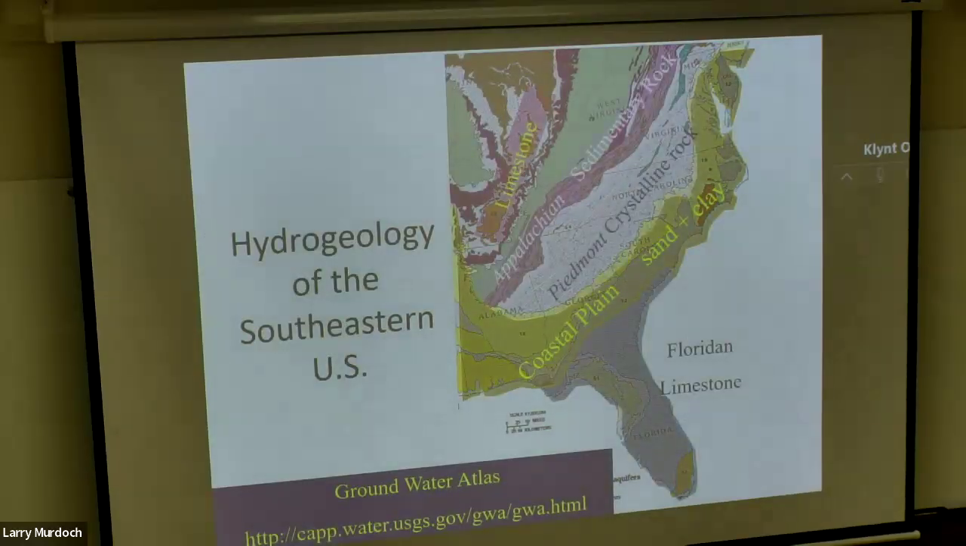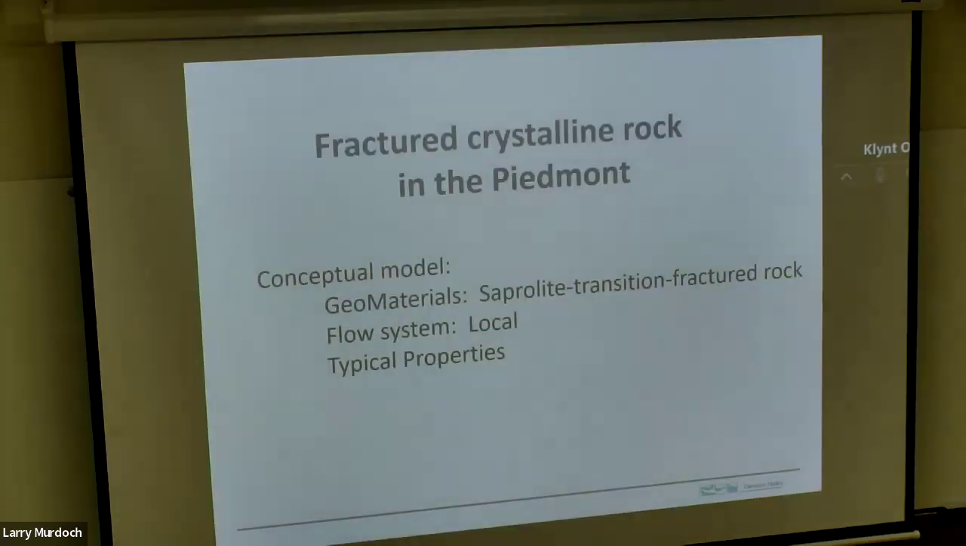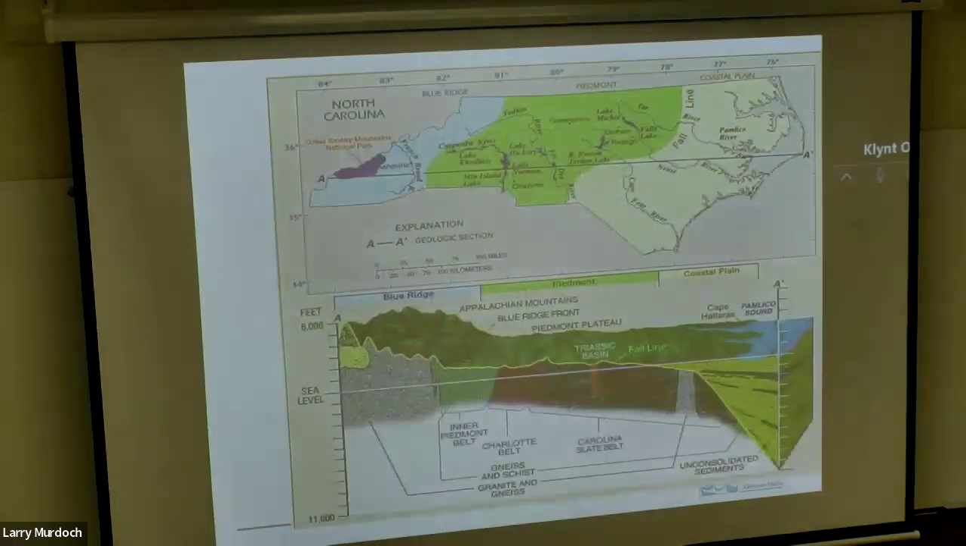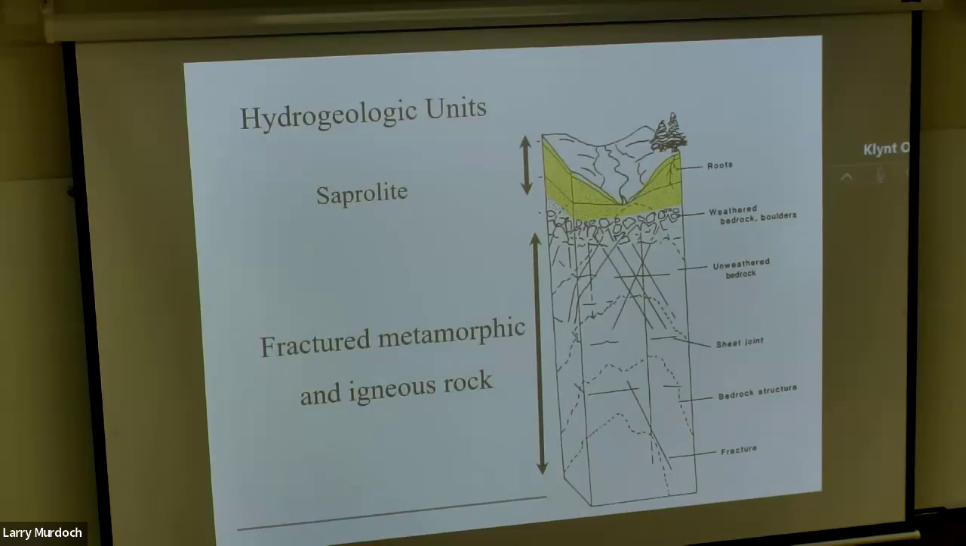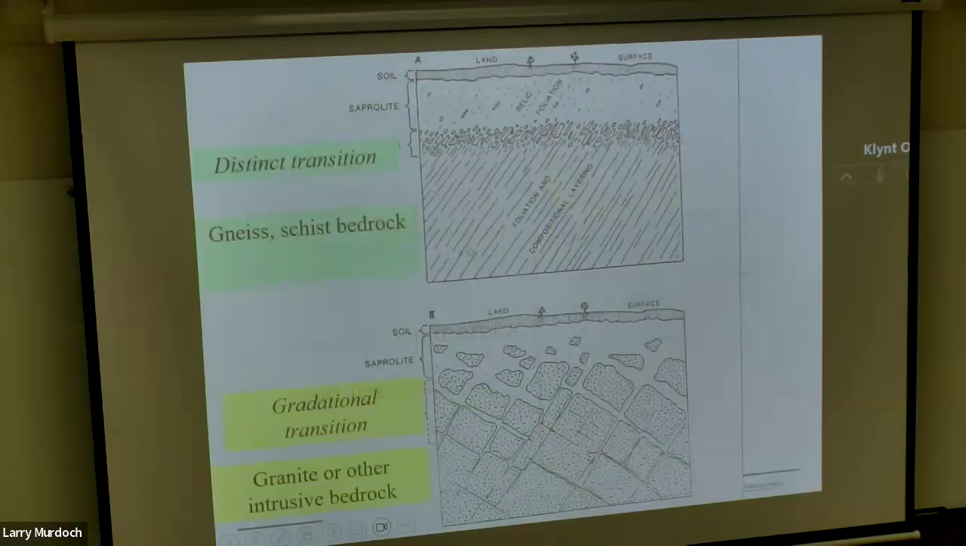So we saw this, the Piedmont and the coastal plain, and then this is where we get into the Piedmont in particular. So one of the important aspects of the conceptual model is the geologic units that are here that are contributing to the aquifer system. And we saw that there were three: these fractured crystalline rocks, and saprolite, and a transition zone between them.